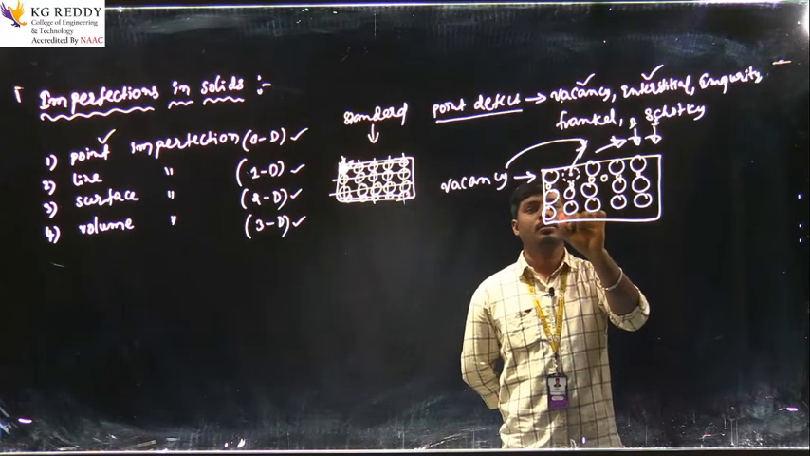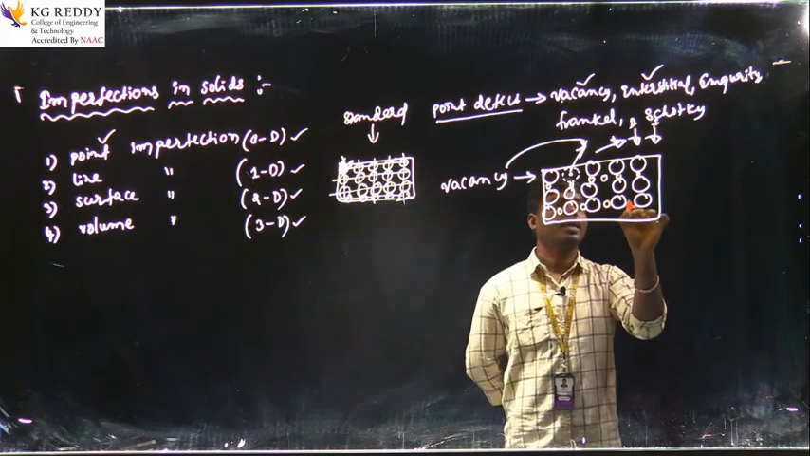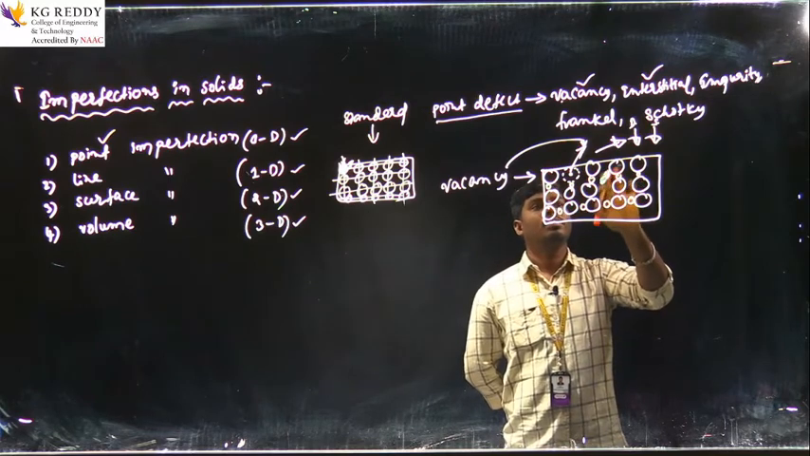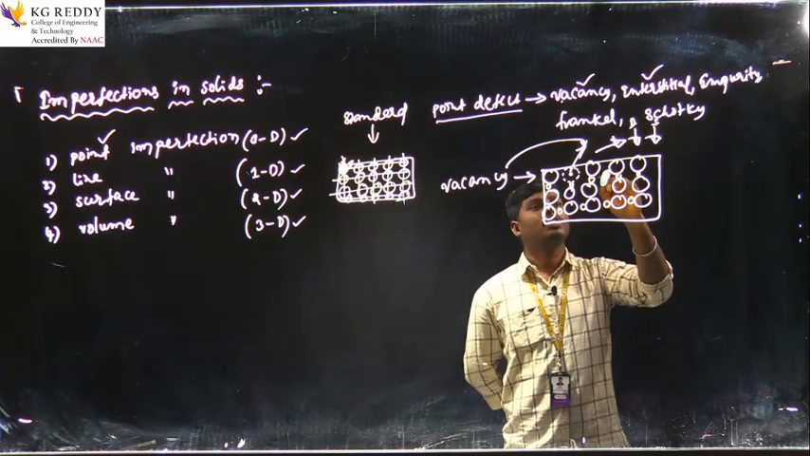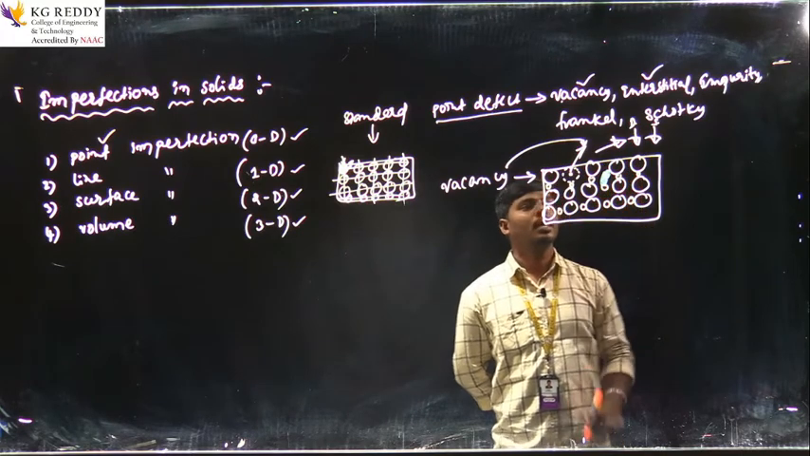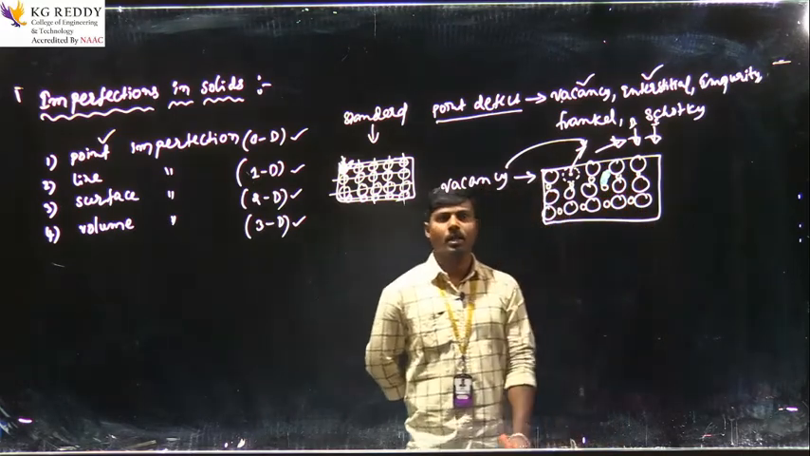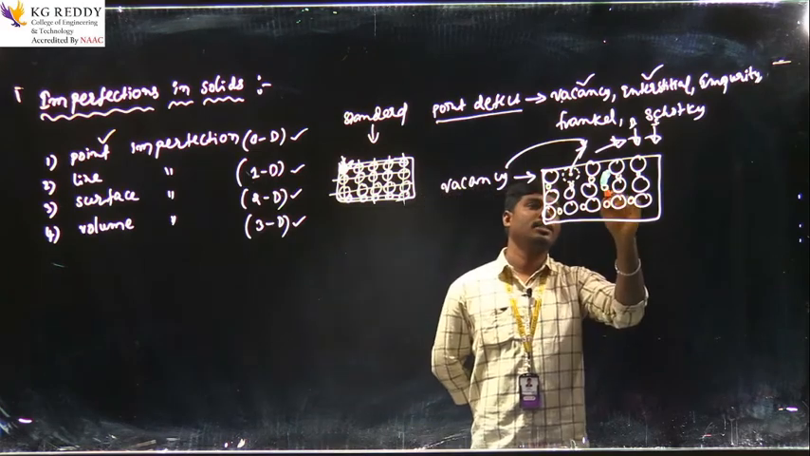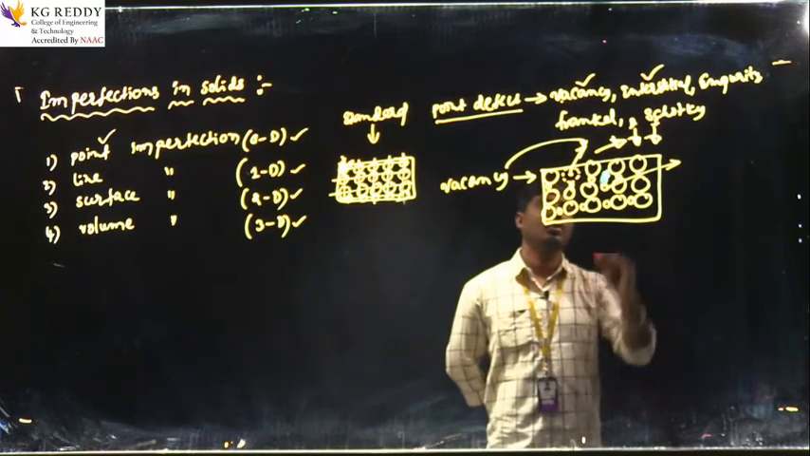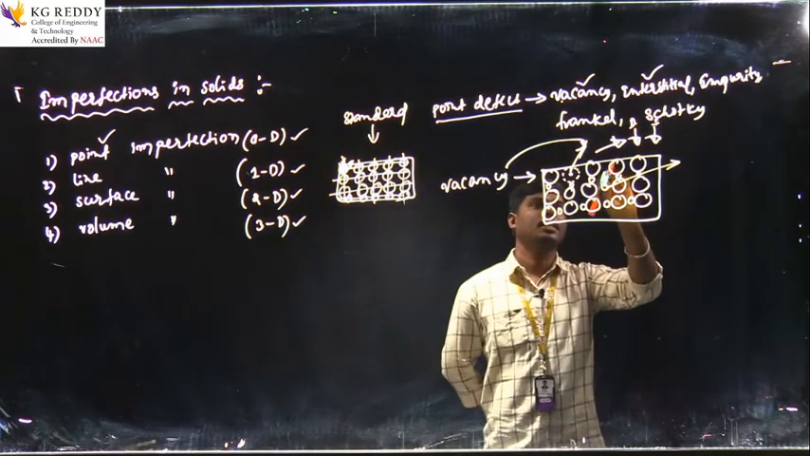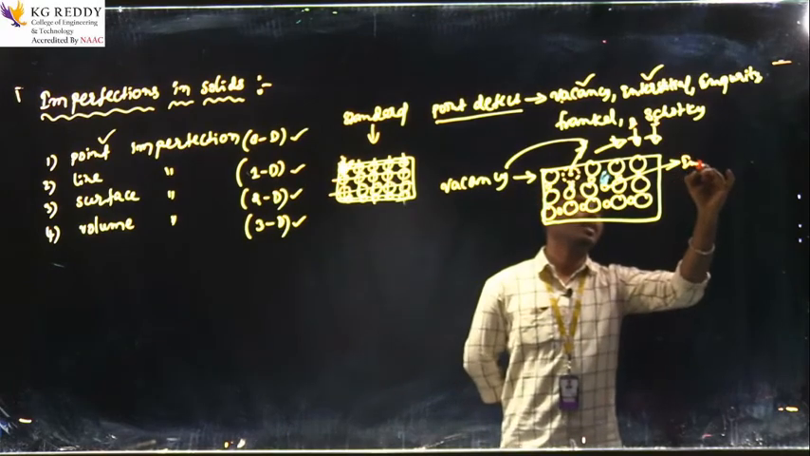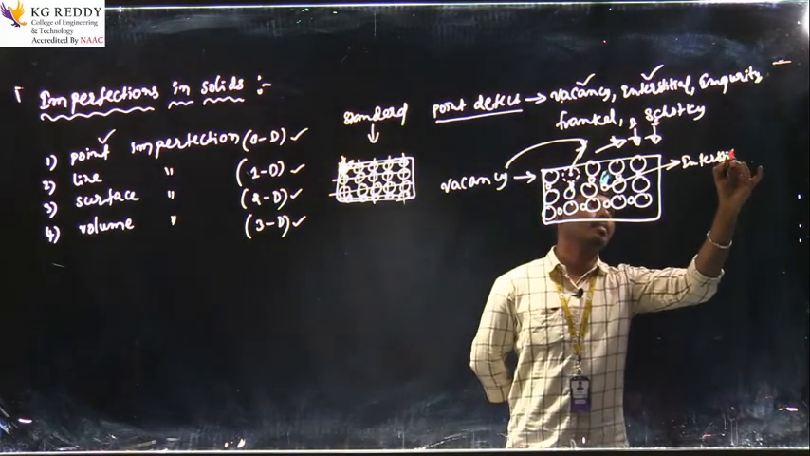In the interstitial defect, the atom is going to miss its position and it is going to occupy the interstitial space between the two atoms. Instead of its original position, it is going to occupy the interstitial space between these atoms. So this kind of defect we can call the interstitial defect.